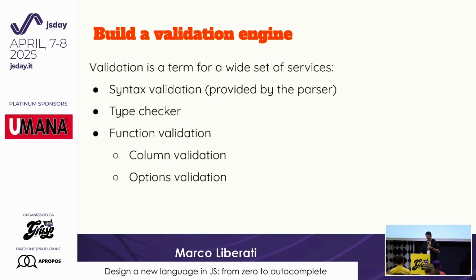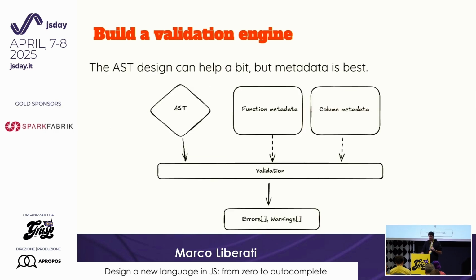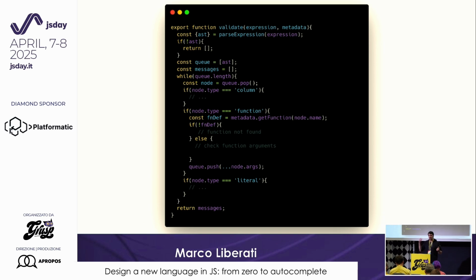It might sound a little bit too complex, but at the end, it's just a function that accepts an AST and a bunch of metadata information and outputs a set of errors and warnings. The skeleton of a validation is something like this. I forgot the error line first, sorry. But the idea is you parse the expression, you get the AST, and then you just go through a queue that accumulates all the arguments of various functions. And you can use the metadata to get the function definition and run through that.